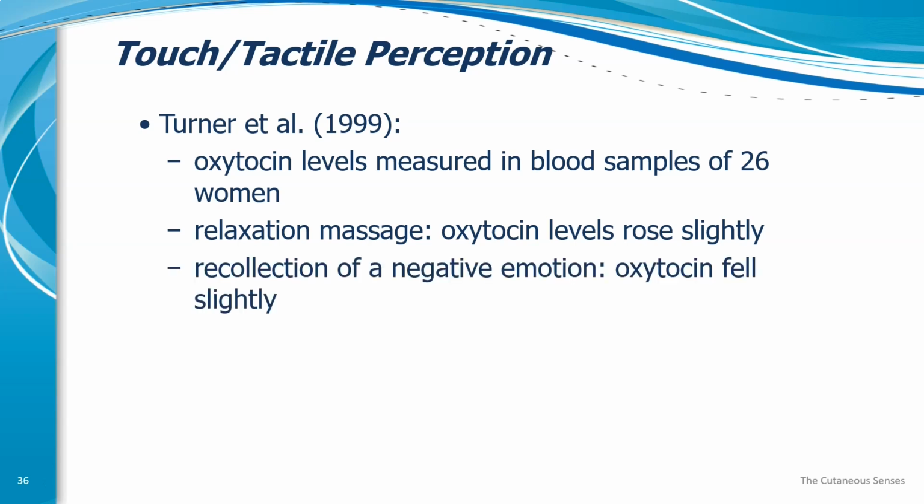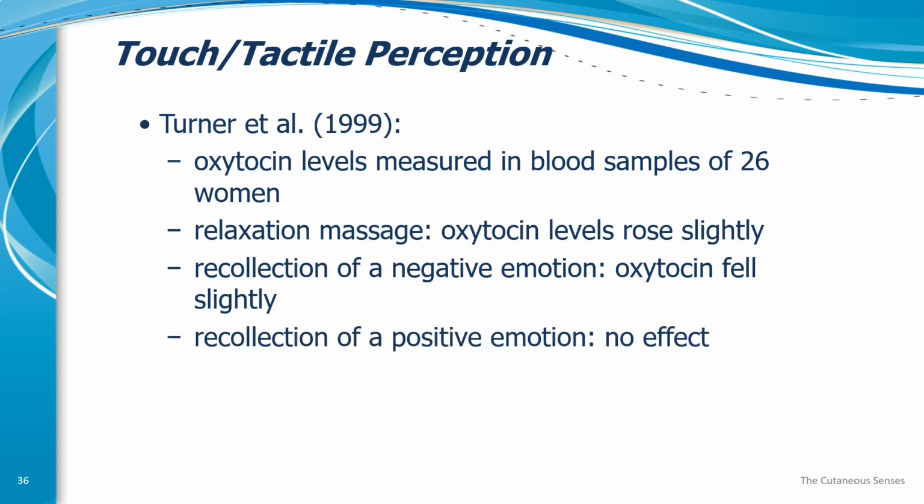They then also had another condition in which they asked them to remember a negative emotion or a negative experience. Interestingly, the oxytocin level fell, again, a little bit. How about remembering a positive emotion? And it is a recollection. So it's like go through it and feel the feelings and the smells and the sights and the sounds as if you're experiencing it again. So very vivid. This one, interestingly, had no effect. So oxytocin response is pretty complex.